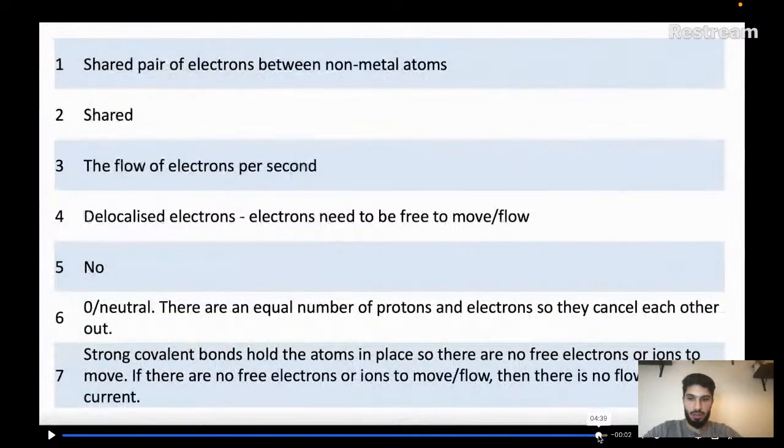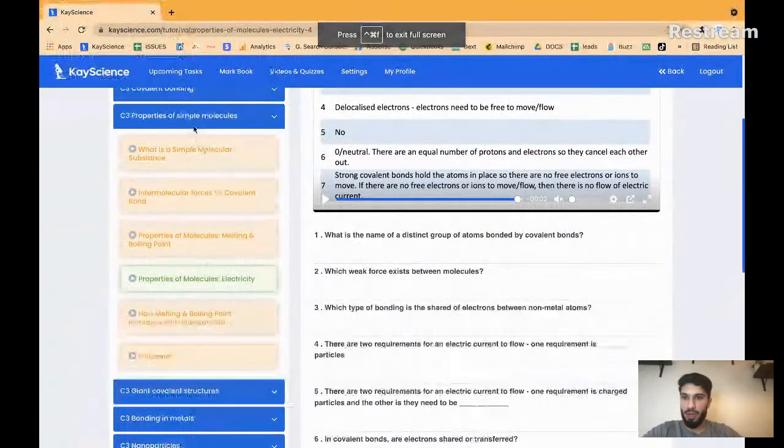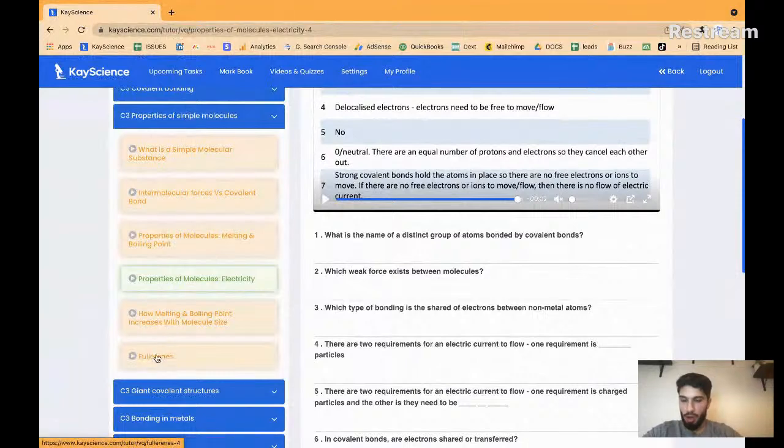And here are the answers. If you can smash these out, you will do well. Okay, we have 15 minutes. Perfect. I'm not going to come on to fullerenes just yet. I may not have time today.